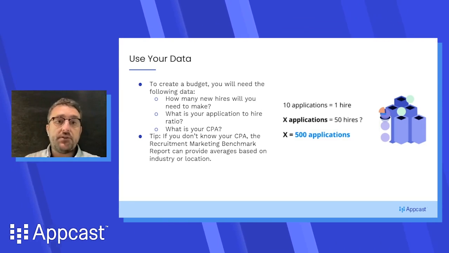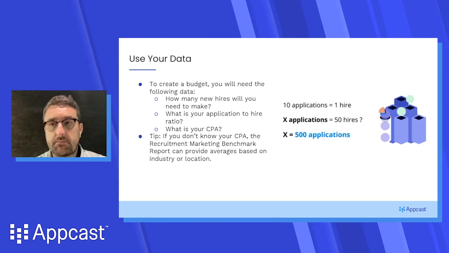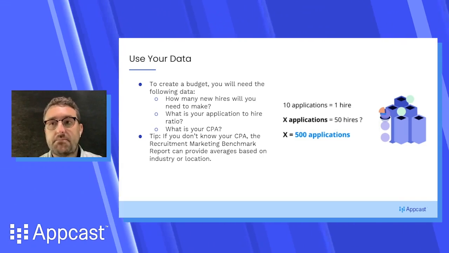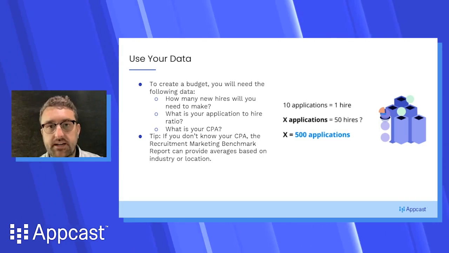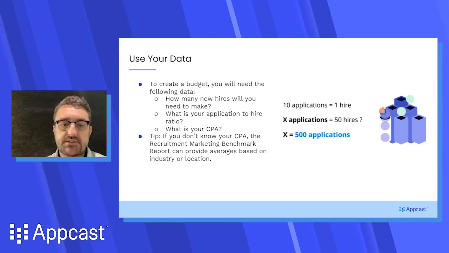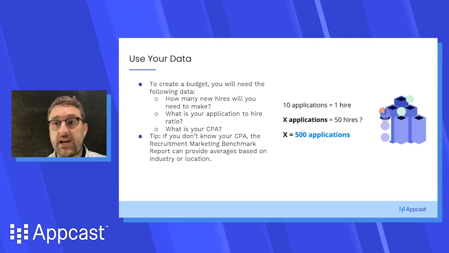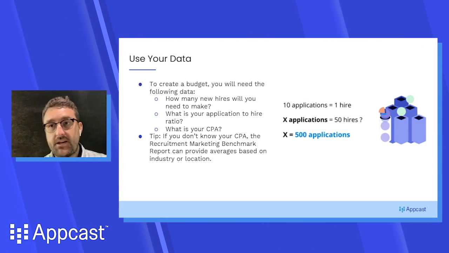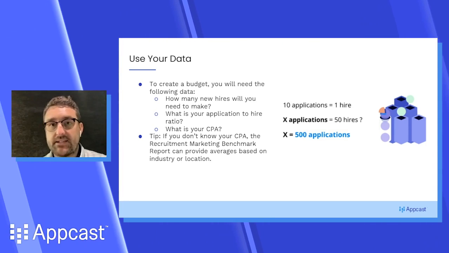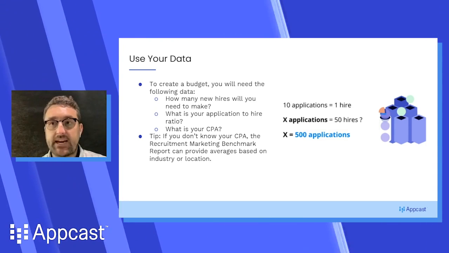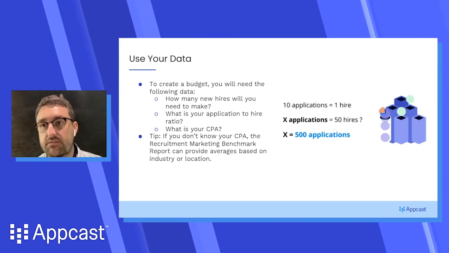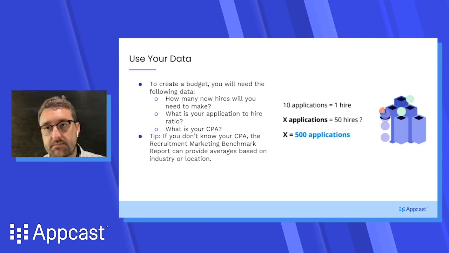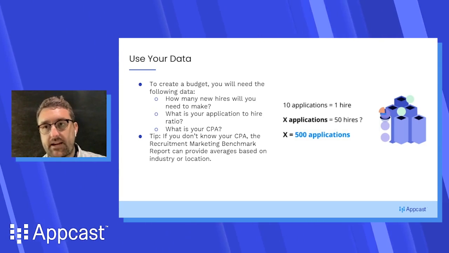So again, if you don't know your CPA, you can look in our benchmark report and we'll provide those CPAs by industry. But the maths are very, very simple, right? So the vast majority of customers that we work with, for each and every hire, they need between 10 and 20 applications. We typically recommend starting off with 15. That is the very tip of the bell curve when you look at how many applications most employers need to be able to build that short list and make that hire.